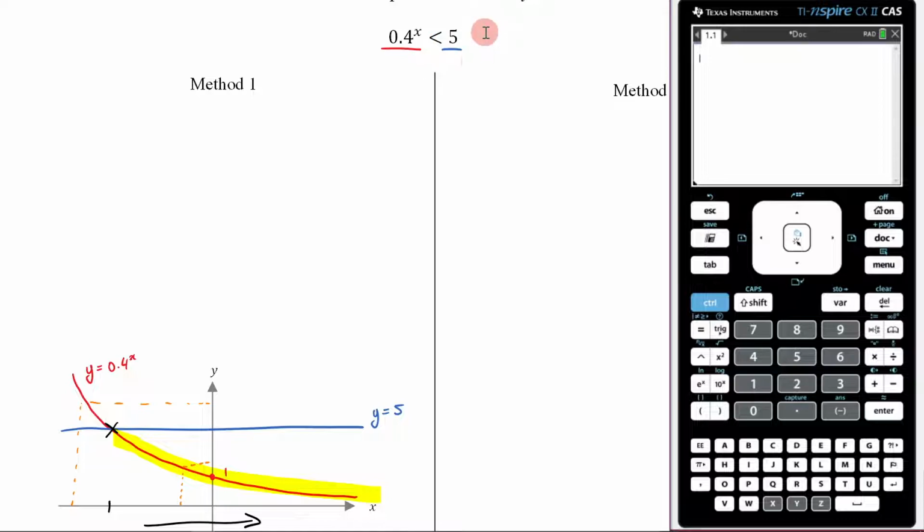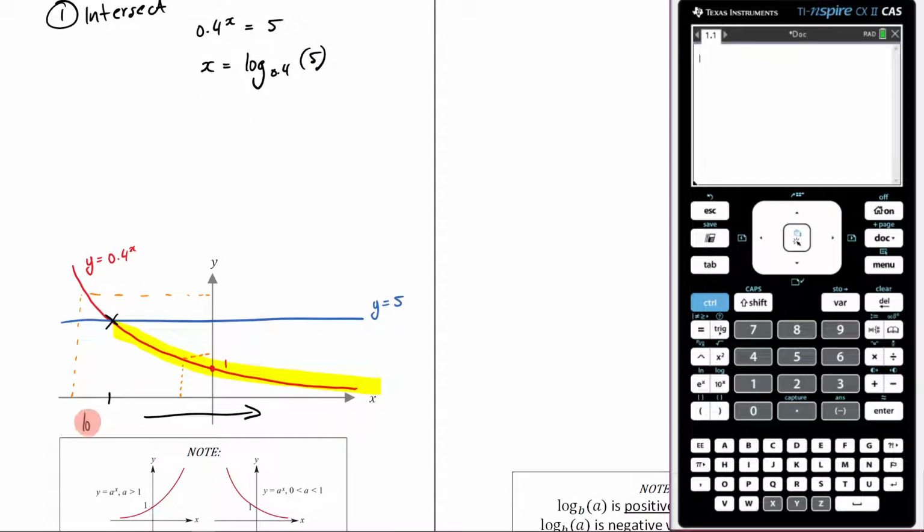Okay, the next step here is we find the intersection point. So step 1 is you find where they intersect. And the way that you do that is you simply go, well, I know that I can't make the bases the same. So we simply say 0.4 to the x is equal to 5. So I set them equal to each other. Then I say x is equal to log base 0.4 of 5.